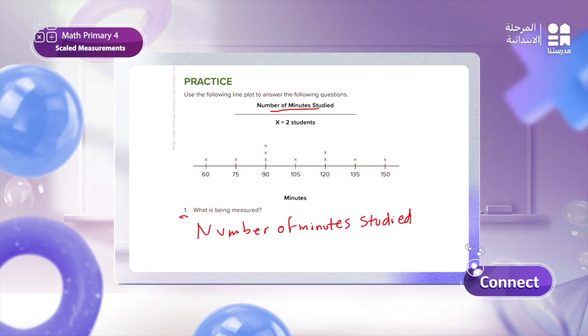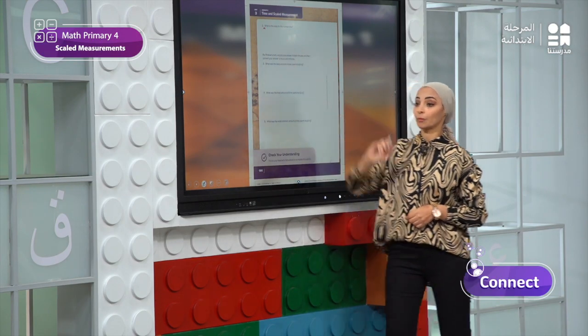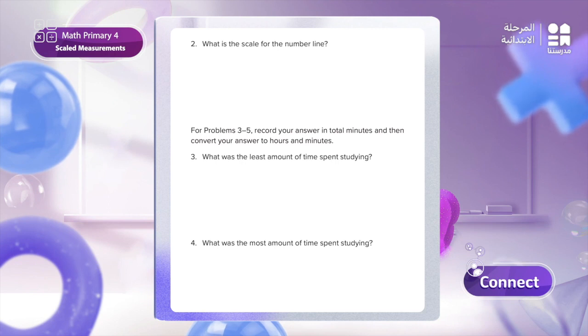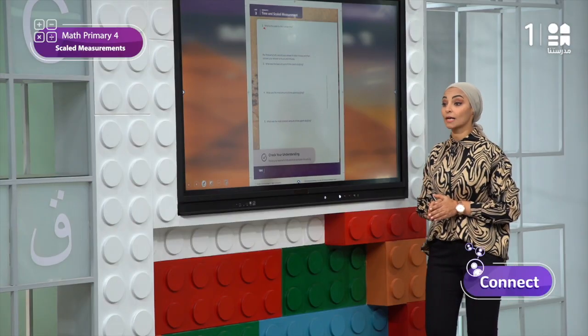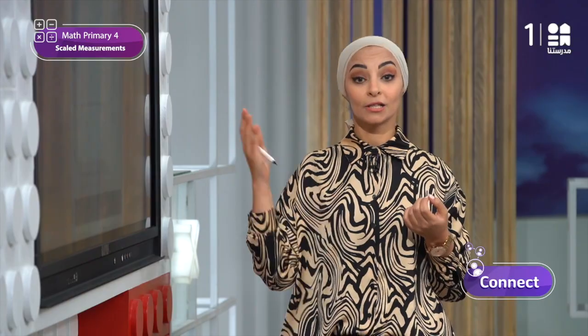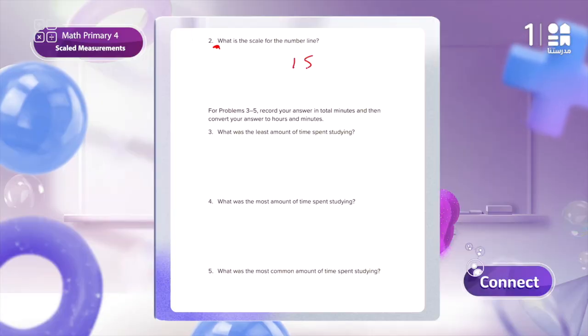Okay, now let's move to problem number 2. Here, as you see, it asks me what is the scale for the number line? What is the scale that I used in the number line? Yes, we will notice that we have 60 written at the start, and after it we have 75. I started with 60 and right after it 75. So what is the difference between them? Yes, the line is divided by 15 minutes. So my scale is what? Yes, my scale, as you see, is 15 minutes. And this is my scale.